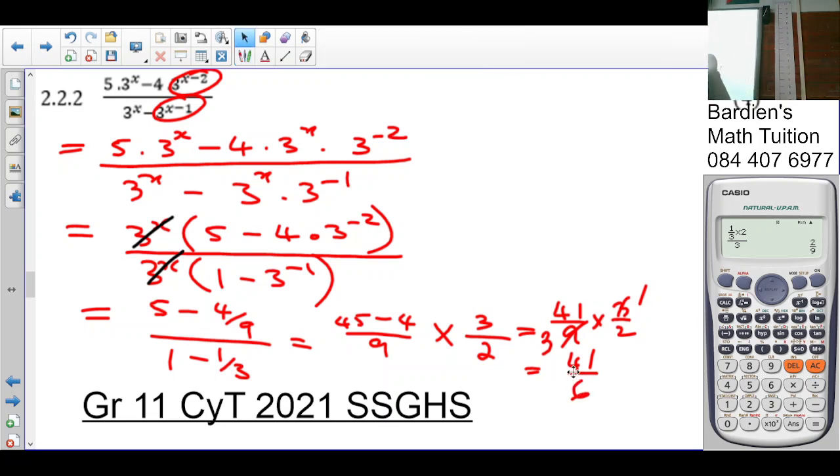Now say you're not that strong in fractions, no problem. At this point here, what do we do? Put in the calculator. I might have even made a mistake there. It's 5 minus 4 times 3 to the negative 2 over 1 minus 3 to the negative 1. That's right. Sometimes I surprise myself. Okay.